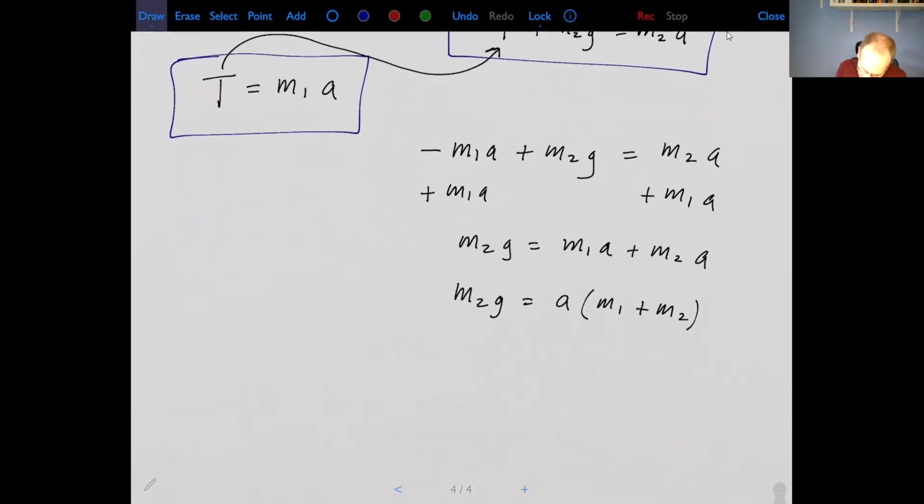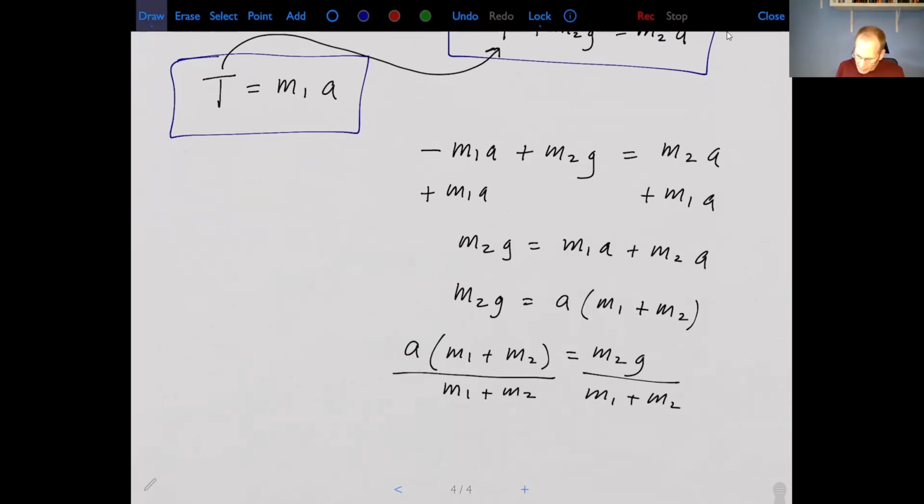Then, to make it clear, I'm going to write this on the left-hand side. And then finally, to get A by itself, since it's being multiplied by M1 plus M2, I'm going to divide by M1 plus M2. These cancel, and that's my final answer, right? So A, the acceleration of the system, is M2G divided by M1 plus M2. And that is the equation that we wanted to derive.